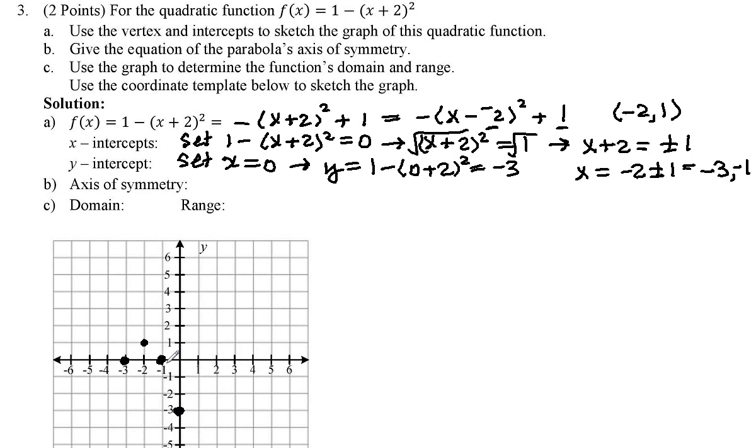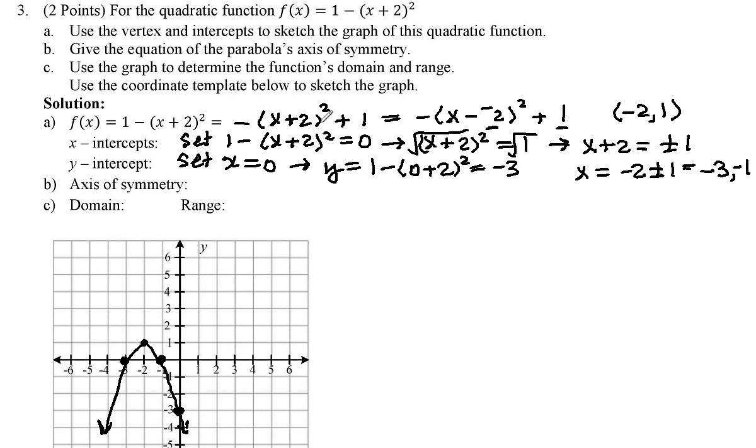And then they want us to go ahead and sketch that graph, and so we know this is the vertex. We know it opens downward because that minus sign out in front. So it looks something like this. Okay, so there's our graph.